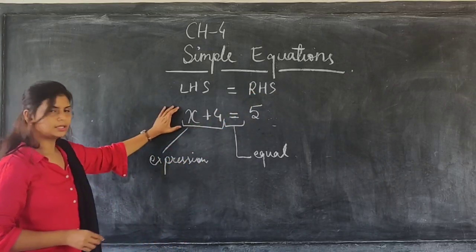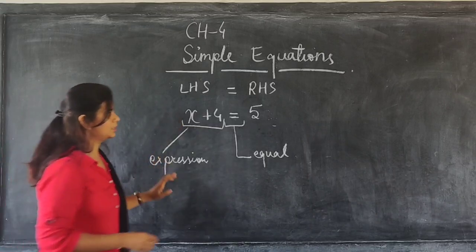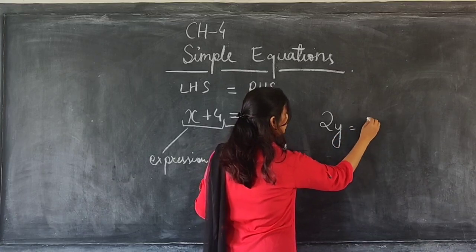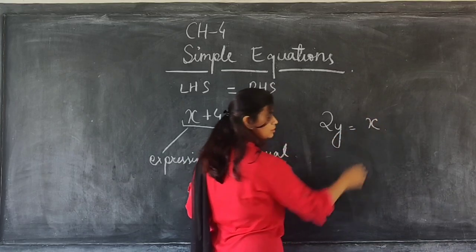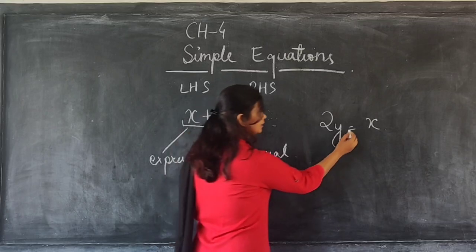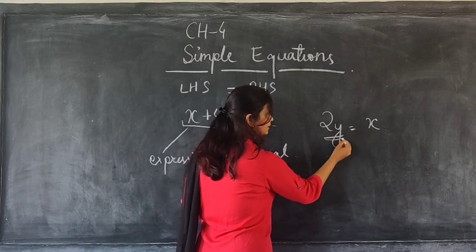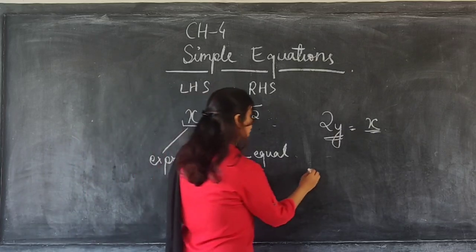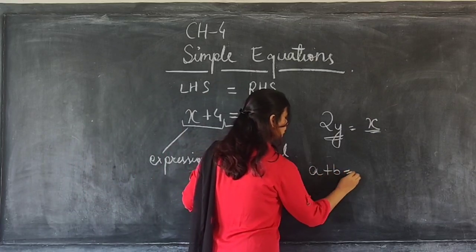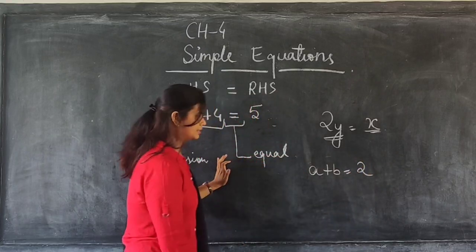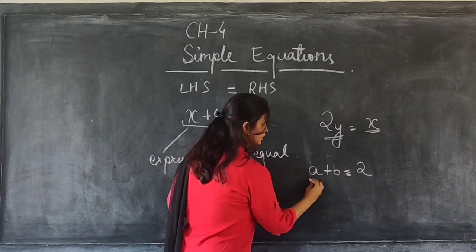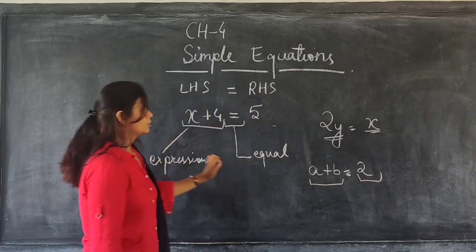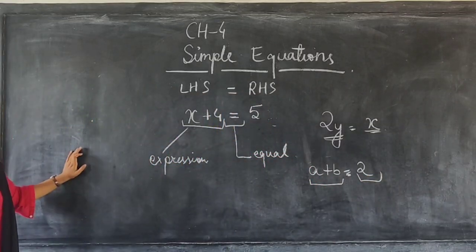Now x plus 4 is just one example of an expression. You can write it as 2y equals to x. This is also an equation. There is an equals to sign, there is one left hand side, there is one right hand side. Or it can also be a plus b equals to 2. Yes, there is one equals to sign, one left hand side and one right hand side. So this is what an equation is.